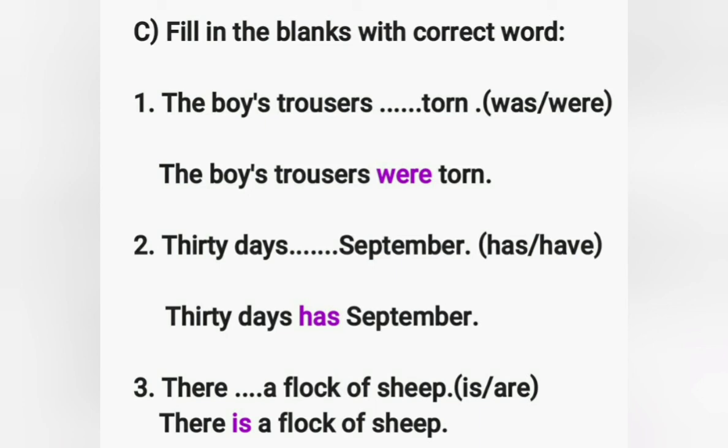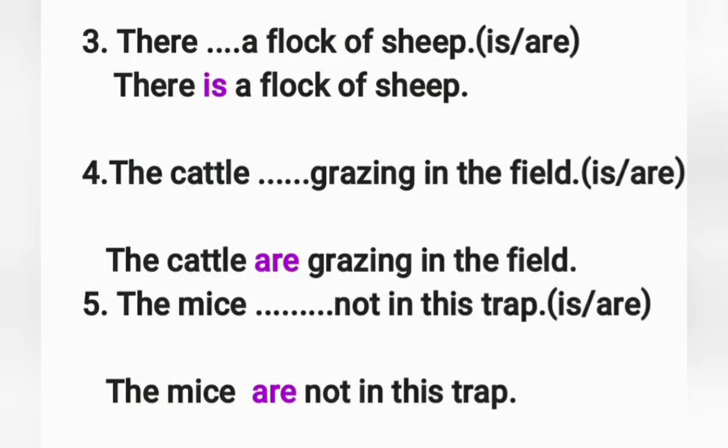Number 2, 30 days dash September. And options are has, have. So the answer is has. 30 days has September. Next, number 3, there dash a flock of sheep. And options are is, are. So we will write here is because a flock of sheep. So we will write here there is a flock of sheep.